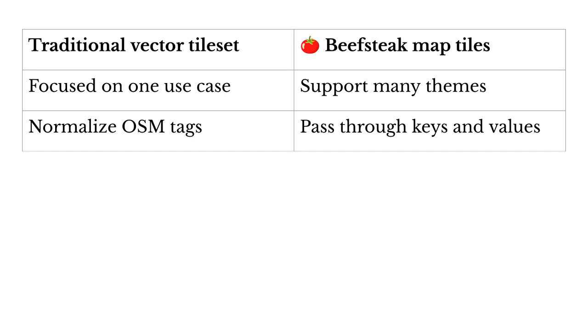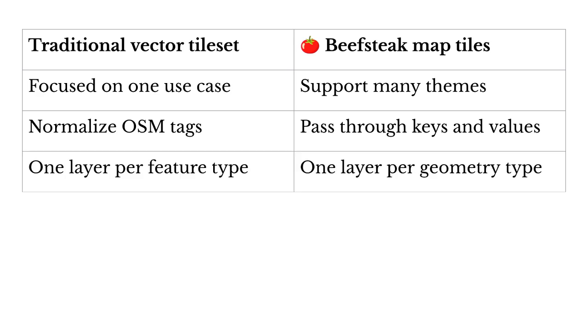So if you say natural equals water, that's a common tag, but if you want to make up a new tag for a new type of natural feature, that'll be supported immediately. And there's one layer per feature type in traditional vector tile sets, which works pretty well, but you can have 20, 25 different layers. Beefsteak just puts it all in one layer per geometry. It's just point, line, area, and there's a relation layer as well.